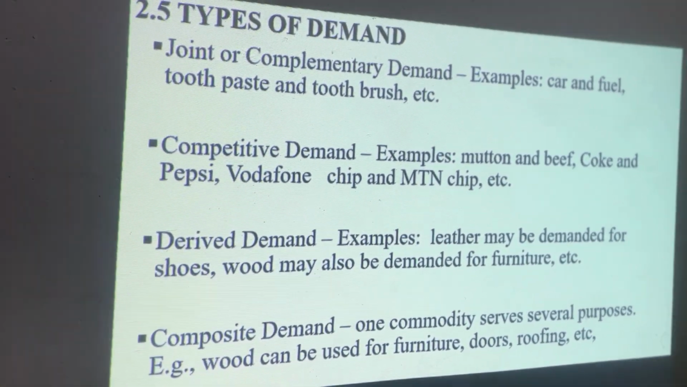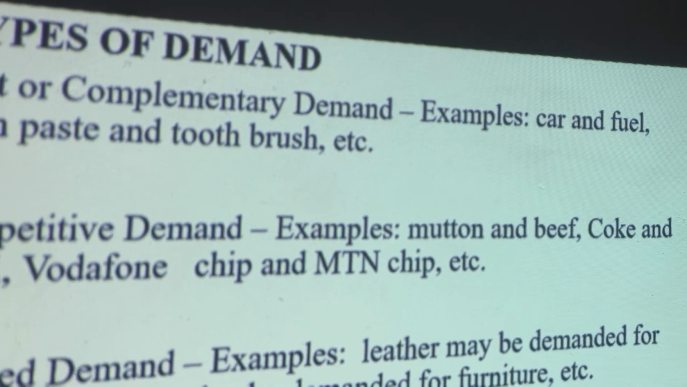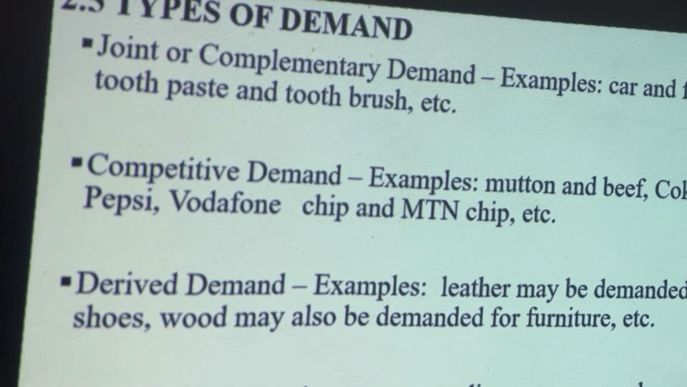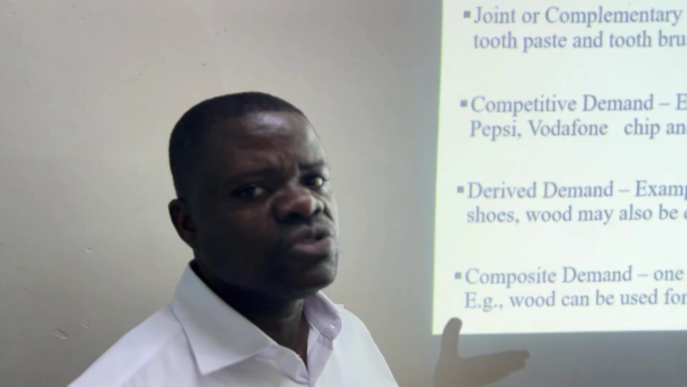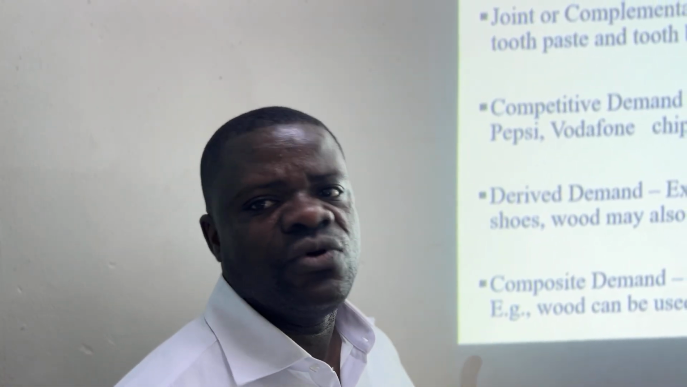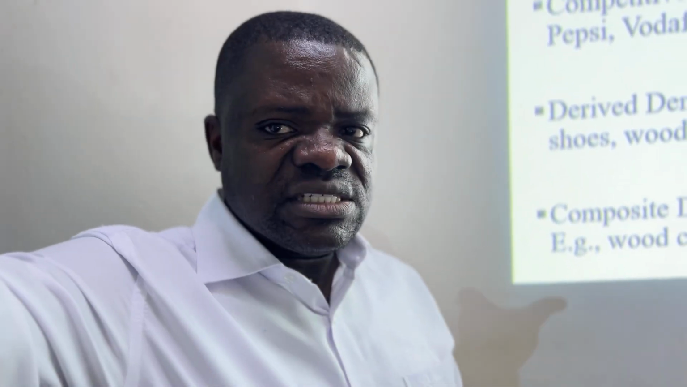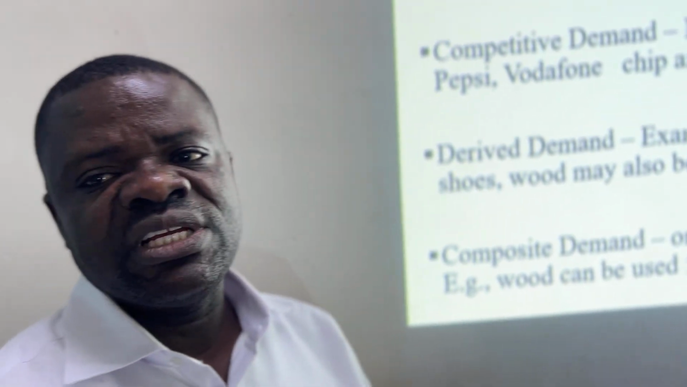And then competitive demand. This relates to substitutes, like they are competitive. The two commodities are more or less competing. Example, mutton and beef. You may either use mutton or beef for soup. So if the price of beef increases while that of mutton remains the same, people may go in for mutton. So substitutes, it's like they are in competition. Normally, two commodities that serve more or less the same purpose are said to have competitive demand.